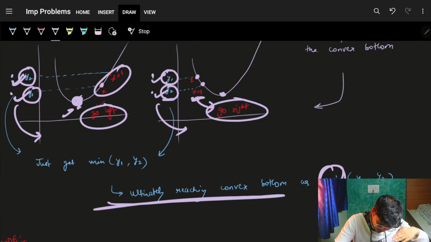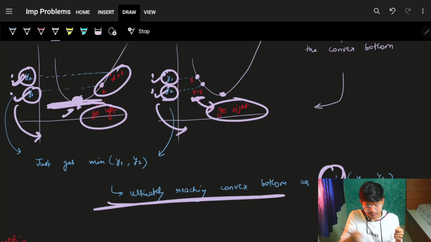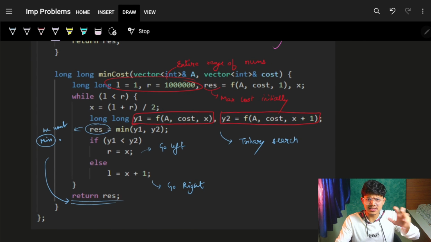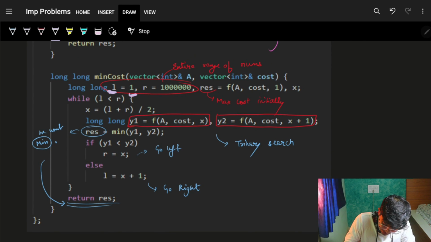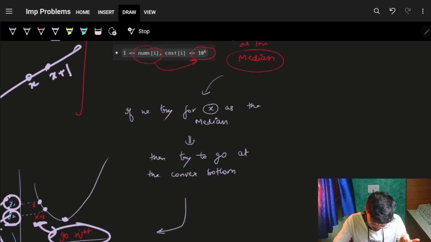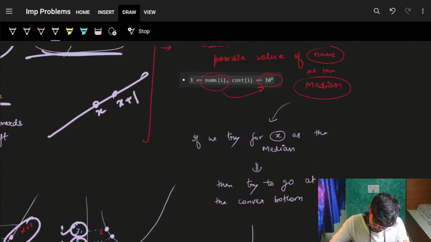y1 and y2, I just need the minimum of both, because I need to reach the minimum of y. Simply seeing the code, as we saw, we have an L and R. Now you will say, okay, how L and R? It is as simple as that.